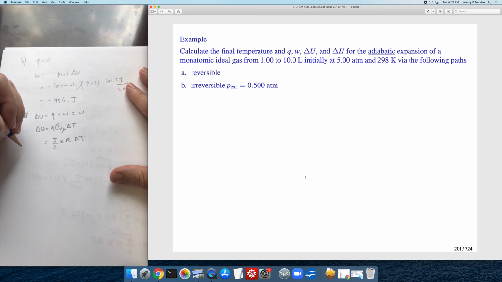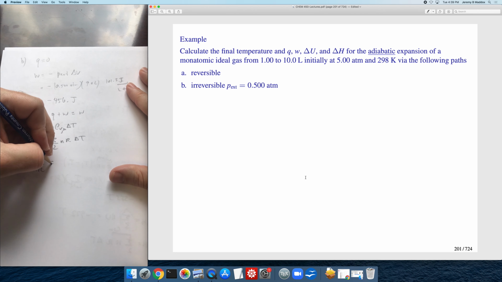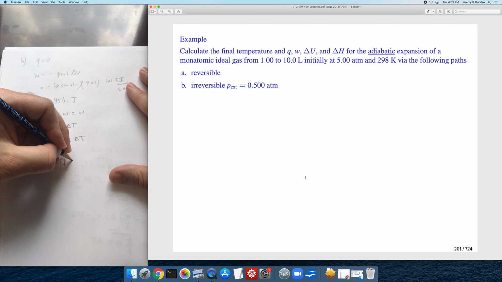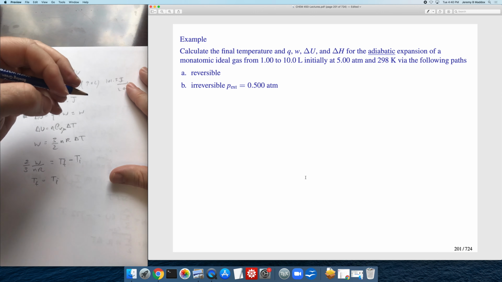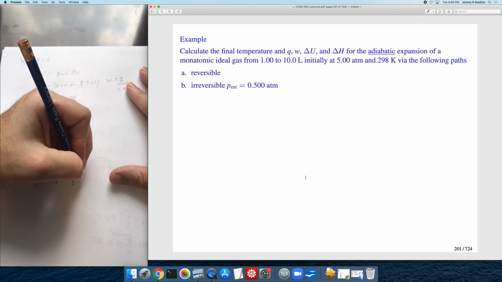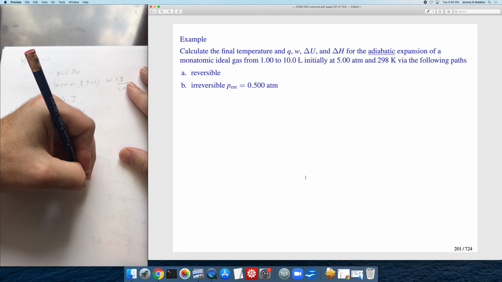So why don't we go ahead and do that. We'll just say that work equals 3/2 NR, so we will divide by that 3/2 NR, so we'll have 2/3 times the work divided by NR. That is going to be equal to TF minus TI, so TF will be TI plus 2/3 the work divided by N times R.